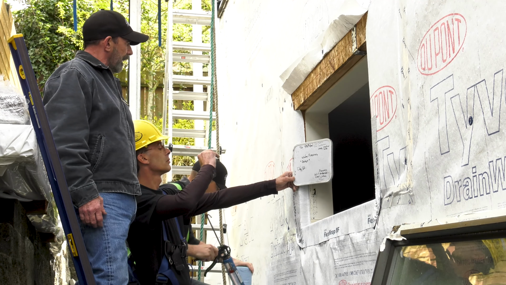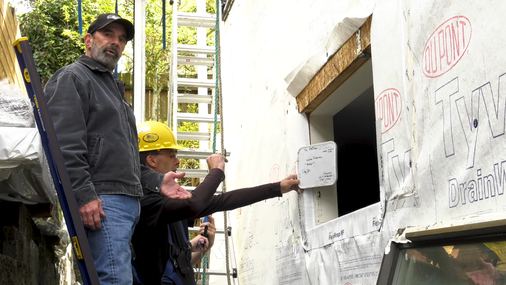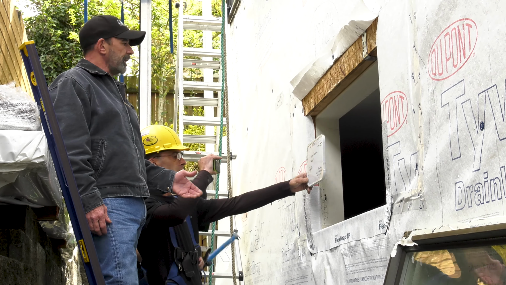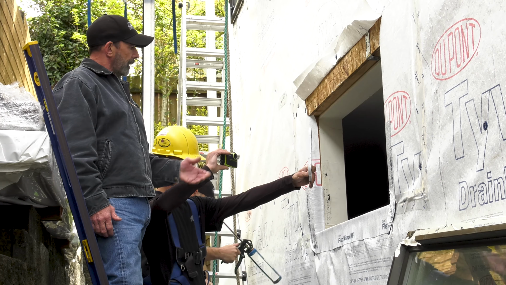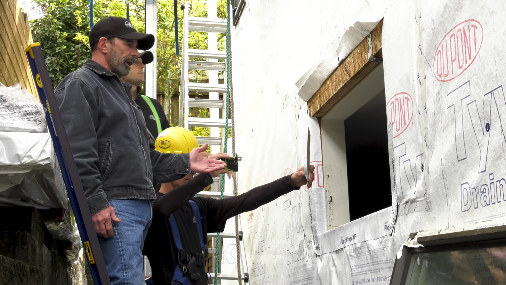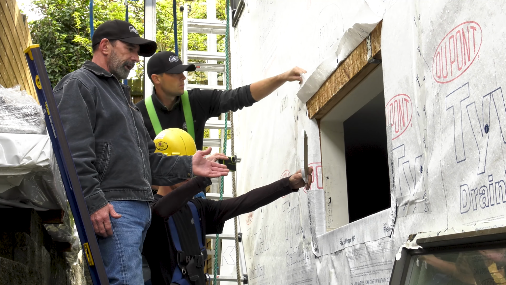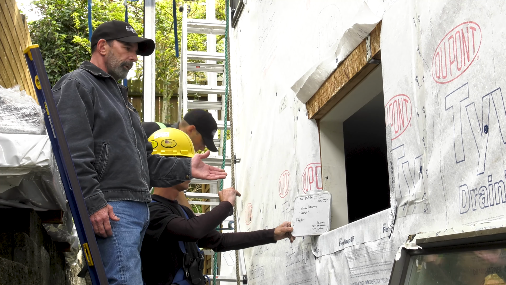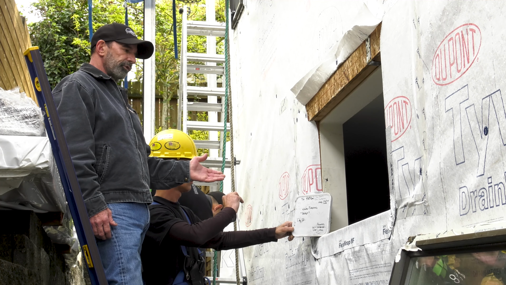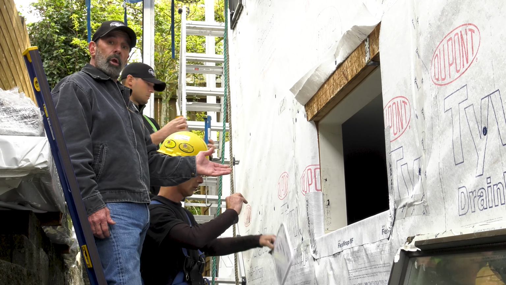So this is another example of the photo documentation that we provide on each project through each phase. Here our project lead is photo documenting all of the steps that he's taken to ensure that we have the proper install. This is done for a number of reasons, which first and foremost is quality control.